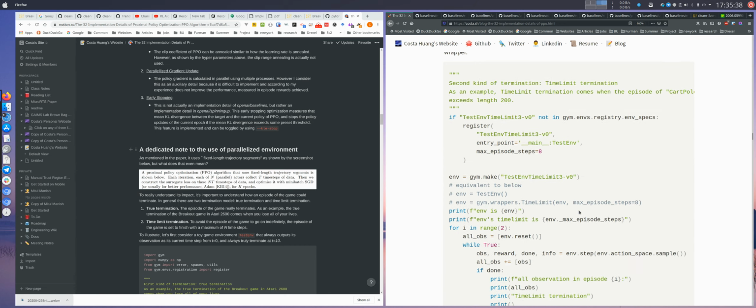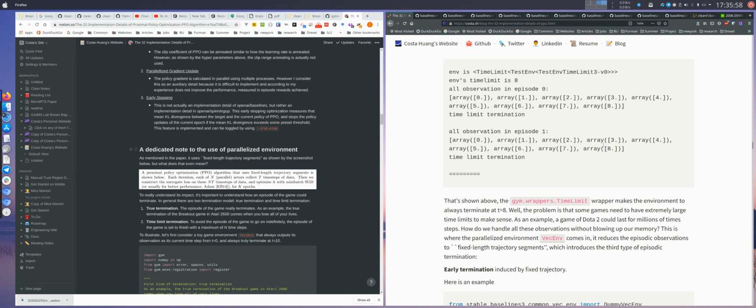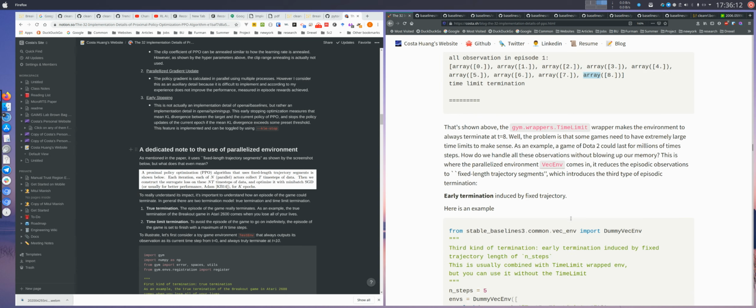So how that's being done is essentially when you register an environment, you say max episode steps equal to 8. So as an example, CartPole-v0 has max episode steps equal to 200. And again, we run for 2 episodes, and as you can see, the environment always terminates at t equal to 8, and you see the terminal observation is array 8. So that's a time limit termination.